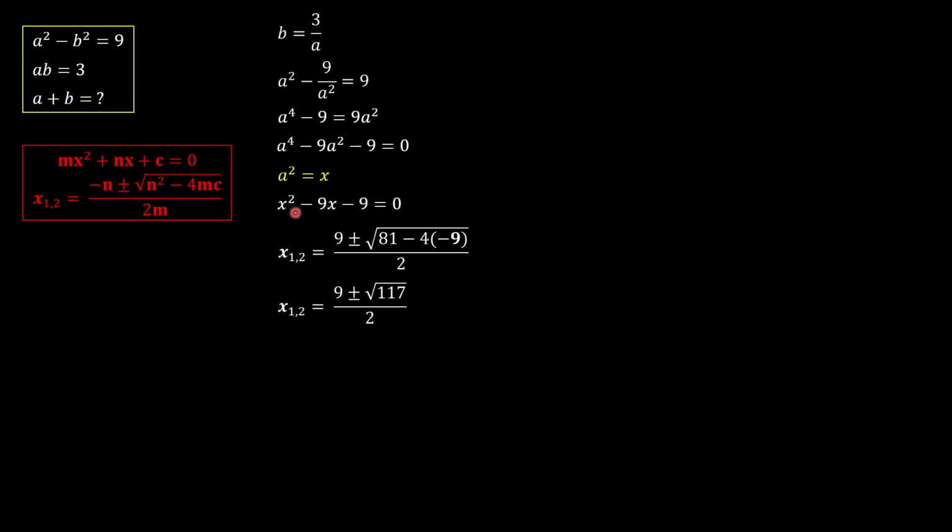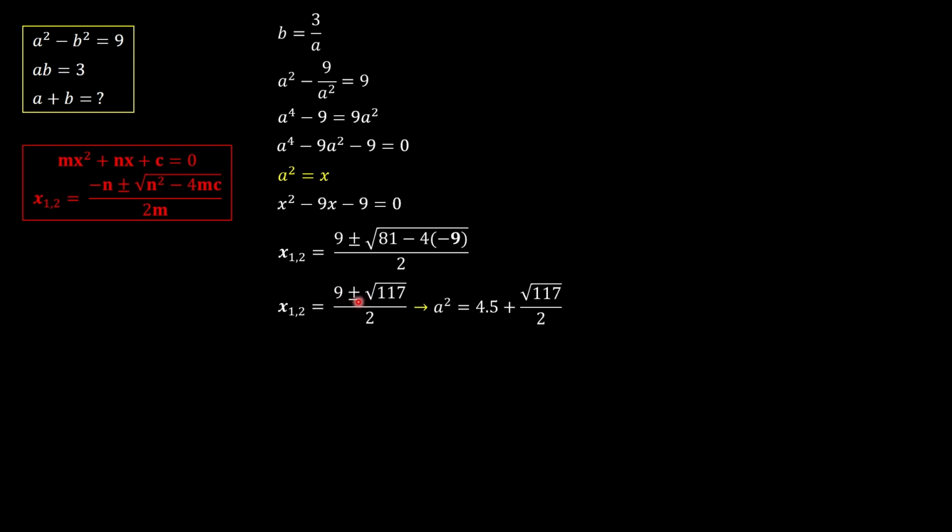Now let's return to our a squared, because x equals a squared. Then we'll get a squared equals 4.5, since 9 divided by 2 is 4.5, plus or minus the square root of 117 divided by 2. As you can notice here, we have two possible solutions, plus and minus.